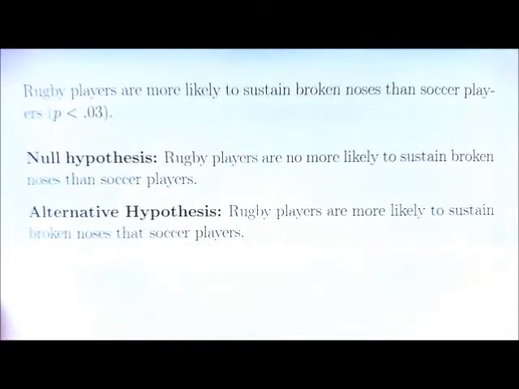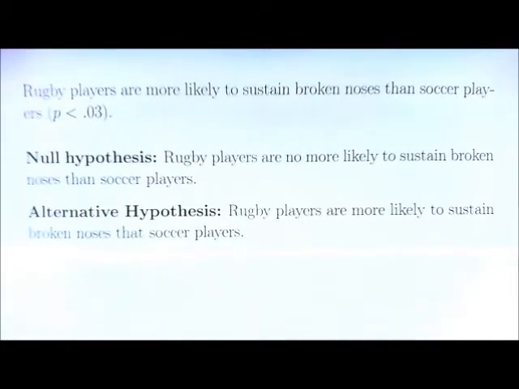So let's recall that we're looking at two groups, rugby players and soccer players, and we're looking for a difference between those groups in the number of broken noses. And so what we do for our null hypothesis again is we conclude that there is no difference between the two groups. And then our alternative hypothesis was perhaps that the rugby players are in fact more likely to sustain broken noses. So here we see the null hypothesis and the alternative hypothesis.